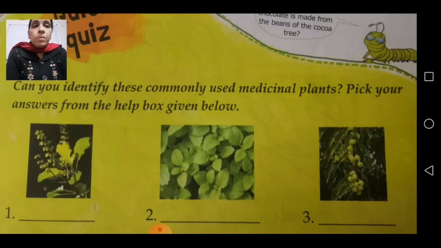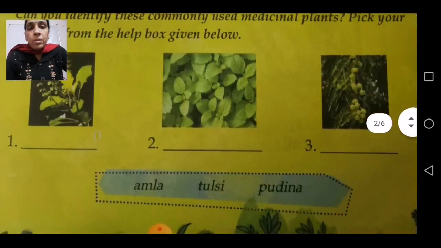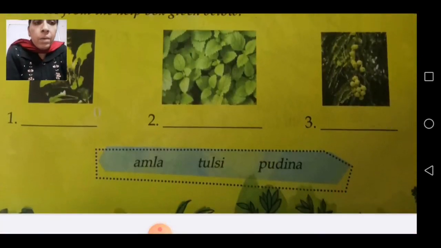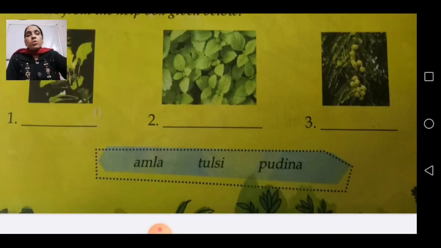That's why we were revising all these, which we have already done in the previous video. Now pick your answers from the help box given below. What is the answer to the first one? That is tulsi. Number 2 is pudina, and number 3 is amla. So these three plants are there.